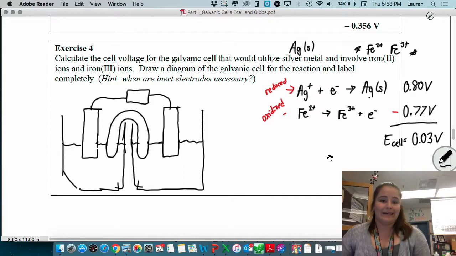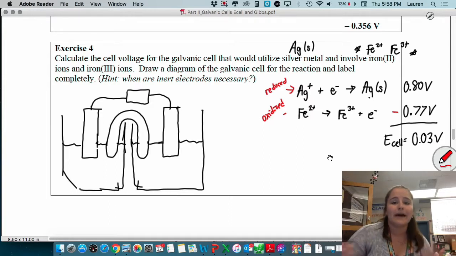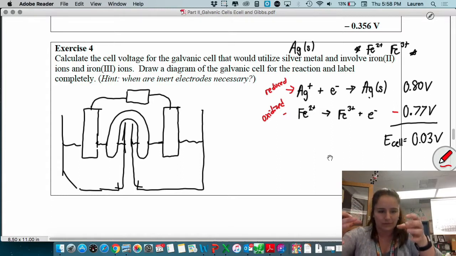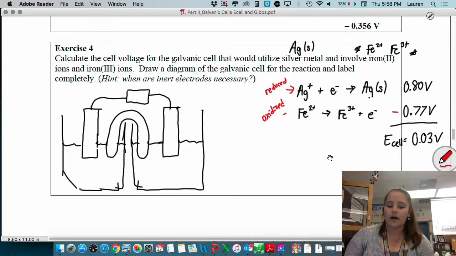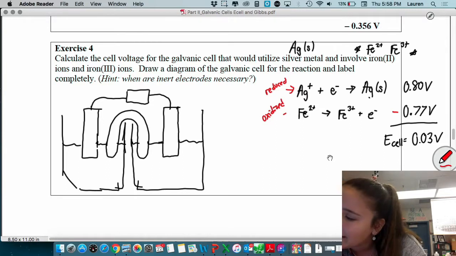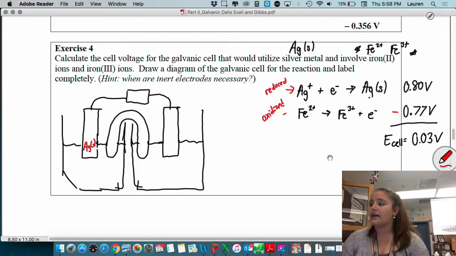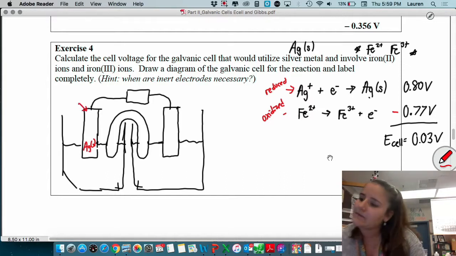Now we have to add in all of our information. It doesn't matter which side you put the anode on and which side you put the cathode on. Picture this like sitting on your desk. Depending on which way you look at it, one's going to be one, one's going to be the other. So I'm going to put our silver on the left side because that's the one that I wrote on top. So I'm going to put my Ag solid here. Now that is a reduction. If you remember red cat, this is going to be my cathode.